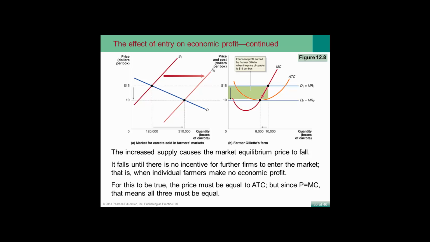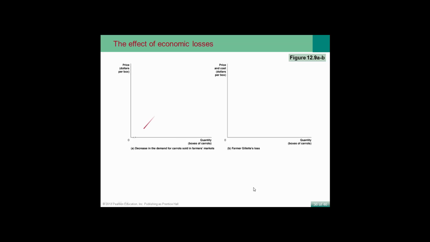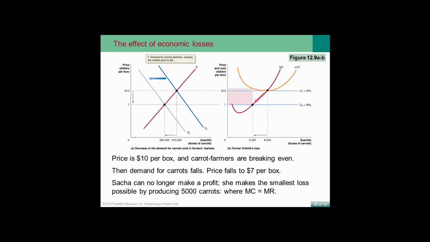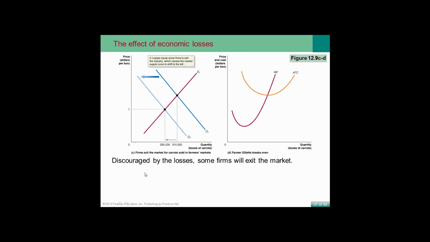This must be true. The price must be equal to average total cost, but since price equals marginal cost, that means all three must be equal. Price equals average total cost and marginal cost. If price is $10 per box and carrot farmers are breaking even, and the demand for carrots falls, the price falls to $7 per box. Sasha can no longer make a profit; where she makes the smallest loss is producing 5,000 boxes. Discouraged by the losses, some firms will exit, driving the supply curve inward, right?